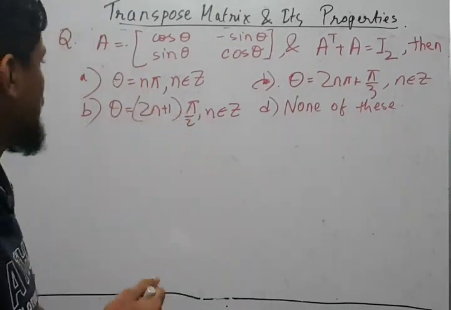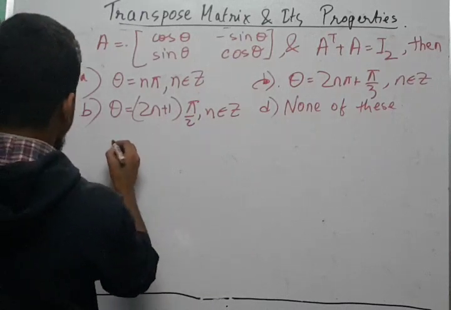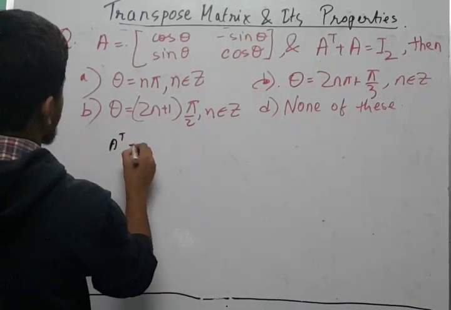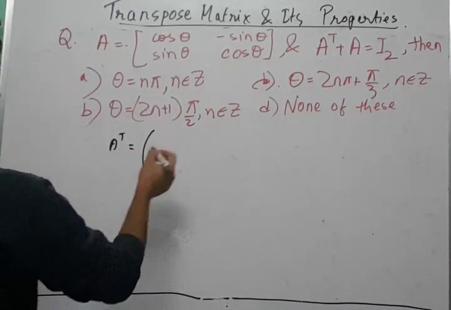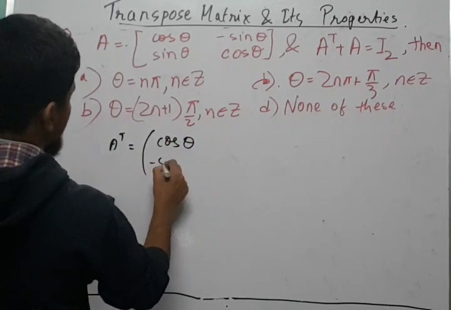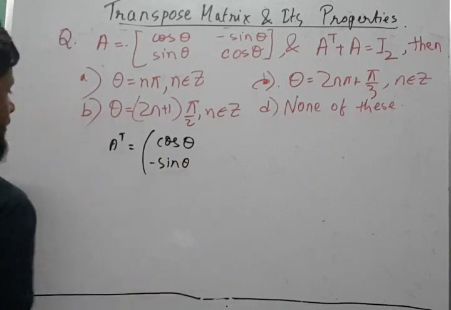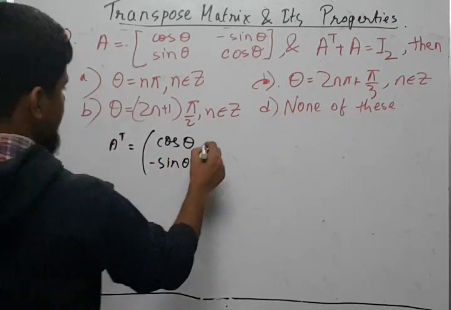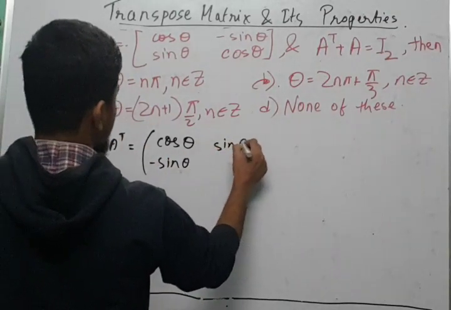So now let us find out A transpose. So A transpose will be given by, so the first row will become the first column, so we have cos theta, and then we have minus sin theta, and then we have sin theta and cos theta.